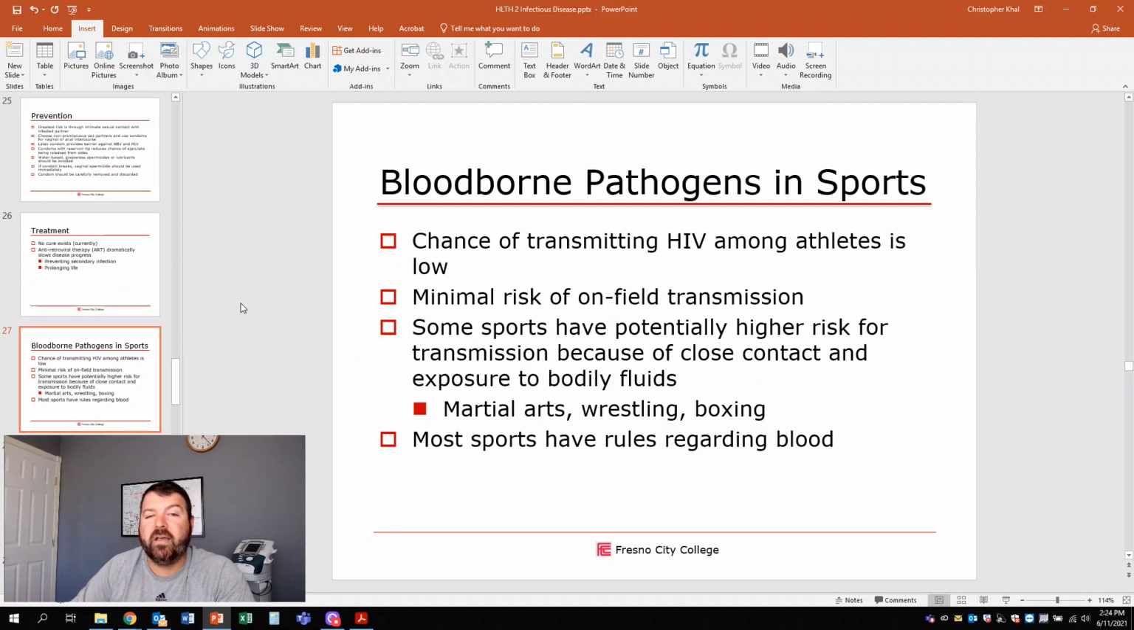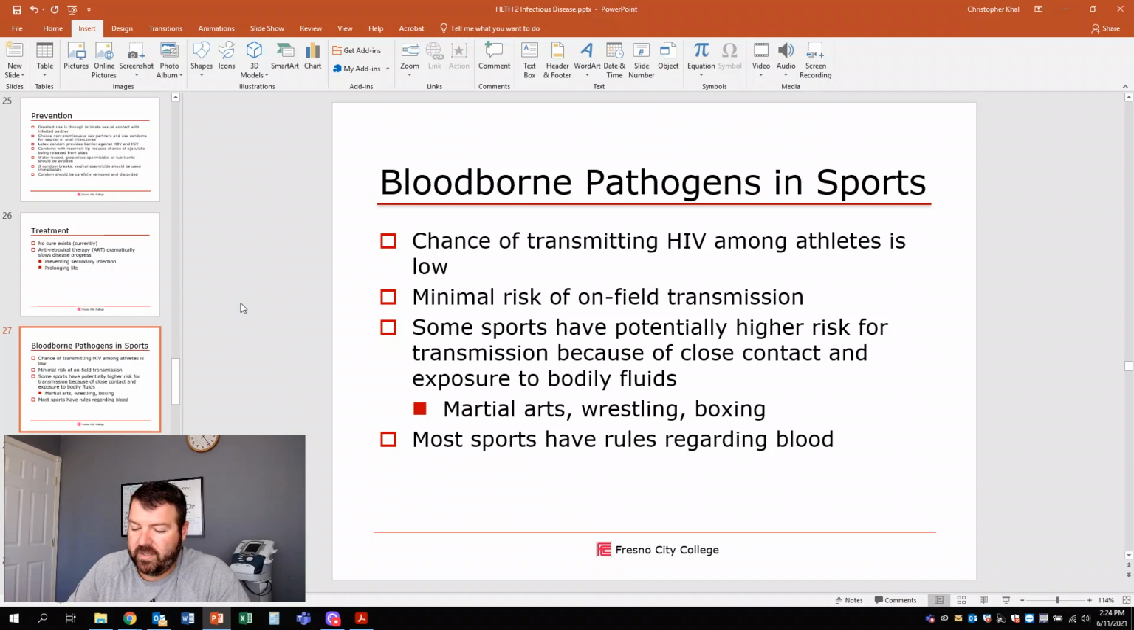Okay, bloodborne pathogens in sports. Okay, so chance of transmitting HIV amongst athletes is very low. Minimal risk of on-field transmission. Some sports have potentially a higher risk for transmission because of close contact, like MMA, martial arts, boxing, wrestling. Football's up there too. Those are the big ones. And most sports organizations have rules against blood exposure.